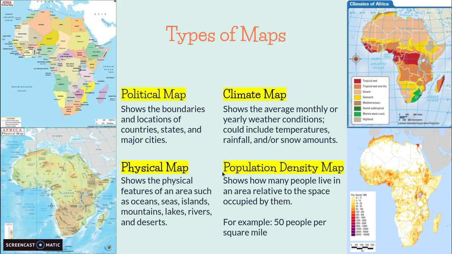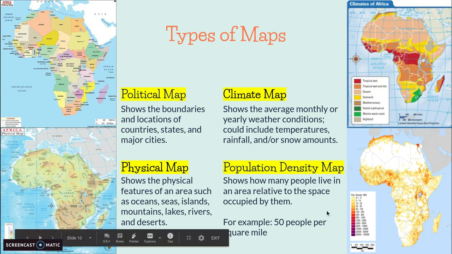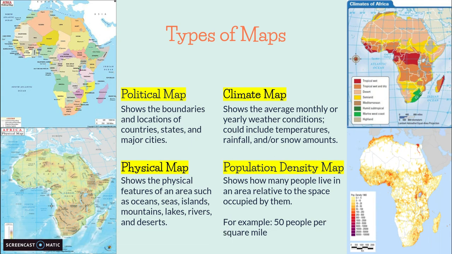Next, population density map. A population density map shows how many people live in an area relative to the space occupied by them. So it looks at the space and how many people live within that space in that area. For example, they usually look at people per square mile. So in a square mile of land, how many people live there? Is it 50 people per square mile, 100, and so on?